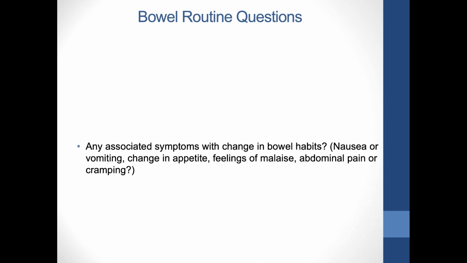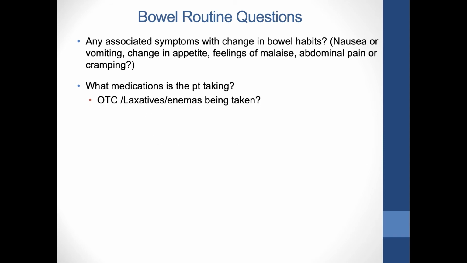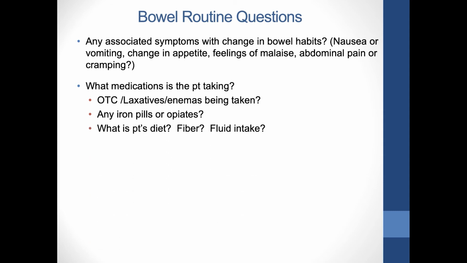Any associated symptoms with a change in bowel habits, such as nausea or vomiting, change in appetite, fatigue, abdominal pain, or cramping? Are they taking any medications, whether it's for the issue they've currently got going on or for any other type of chronic illnesses they may have? They may be taking over-the-counter laxatives or enemas. Are they taking iron pills? Iron pills can definitely make their stool hard and black. Any opiates? Opiates do cause constipation. It's a huge problem with our patients that are on opiates for chronic pain.